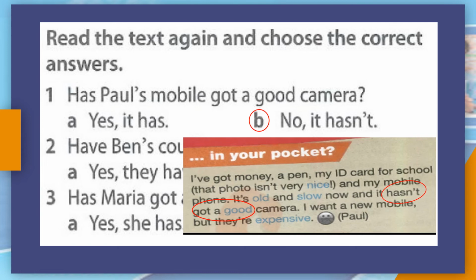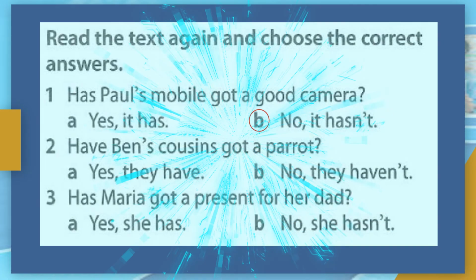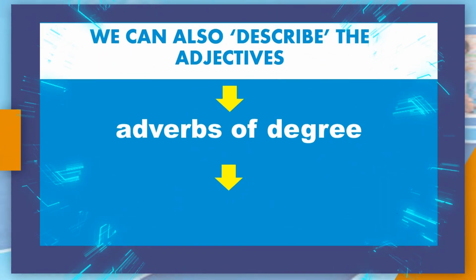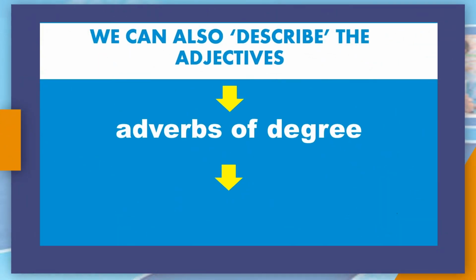Okay, now let's move on to the next one. The second one we're going to learn today is adverbs of degree. So what are adverbs of degree? We have not very, quite, very, and really. These are called adverbs of degree.